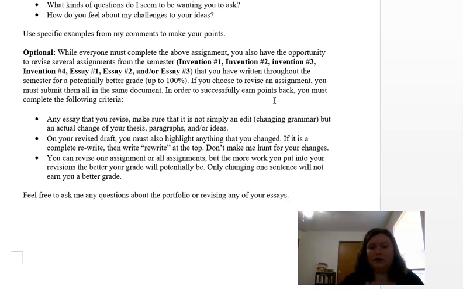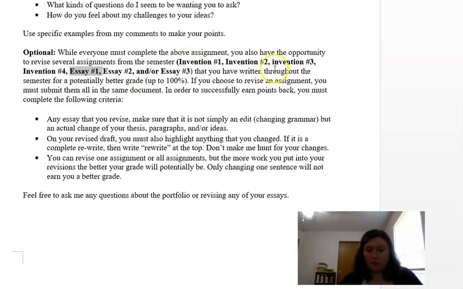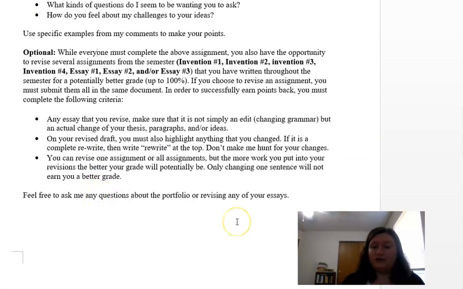I'm not telling you to submit all of these assignments in the same document. I'm telling you, if you want to revise Invention 1 and Essay 1, only provide those documents. Don't provide the others. Okay? If you want to revise all of these, provide all of these. If you just want to provide one, provide one. If you don't want to revise any, don't provide any. Only provide the first option with the first required portion of the assignment. Okay? This is your choice. You can do all, but the more work you put in, the better the potential grade is going to be.